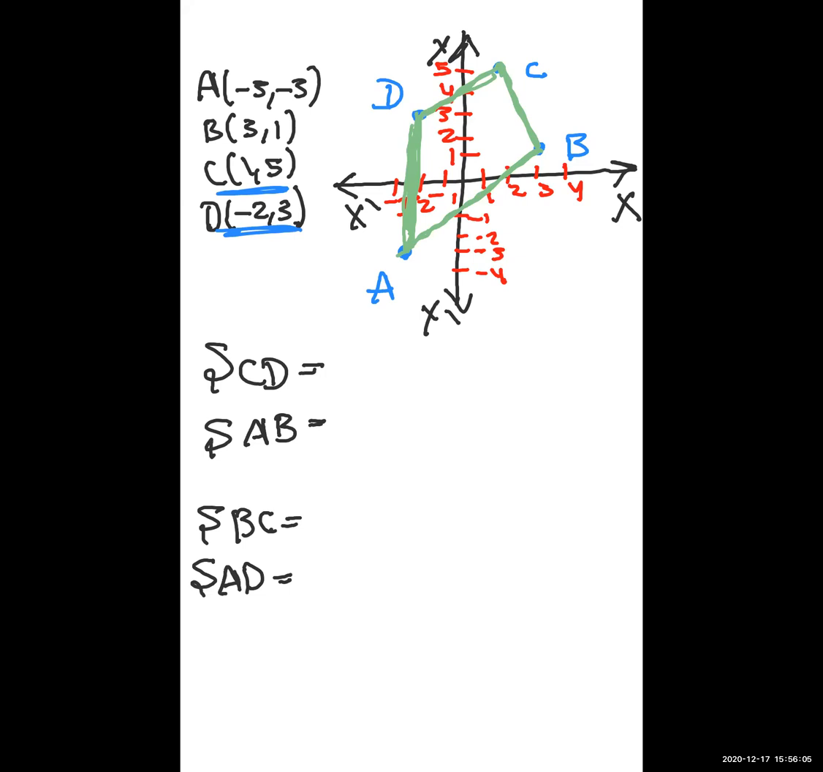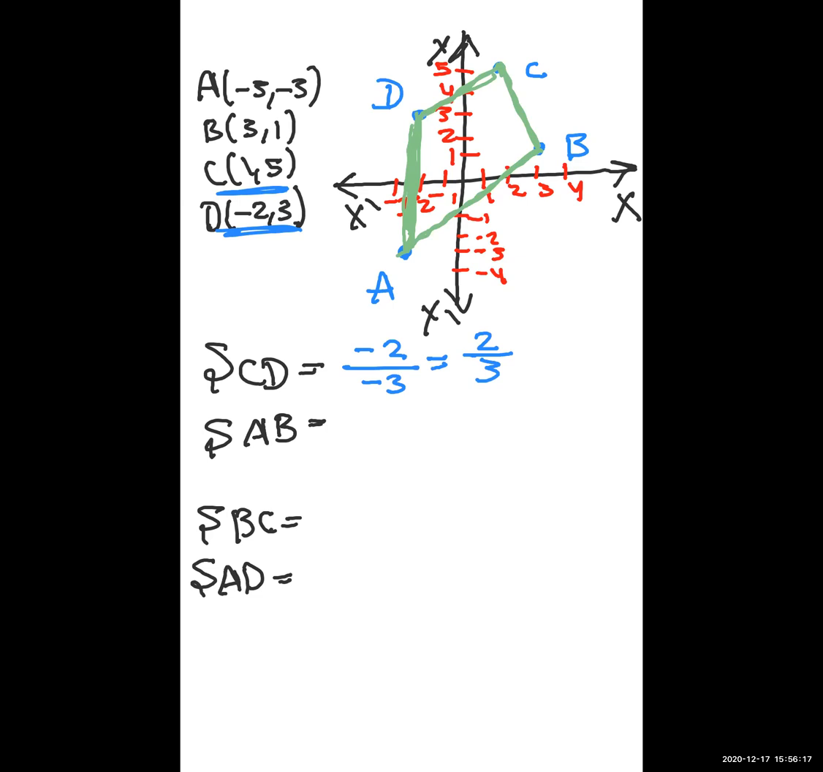The first two opposite sides, CD and AB: I will get the slope of CD and the slope of AB. The other two are BC and AD. So CD, what is that? This point and this point. 3 minus 5 means -2, over -2 minus 1 means -3. So it will equal 2 over 3. This is the slope for CD.